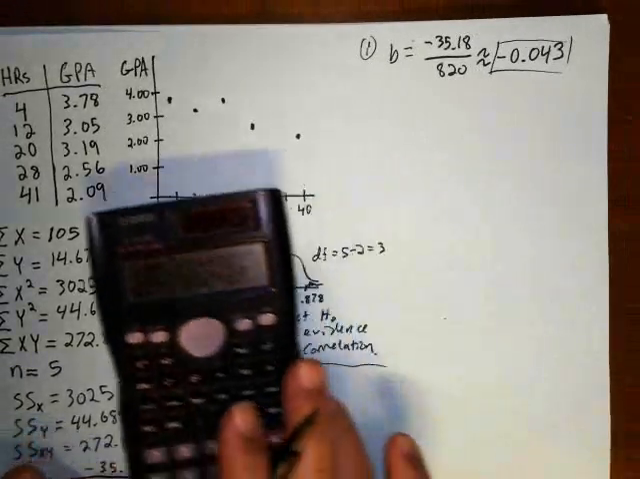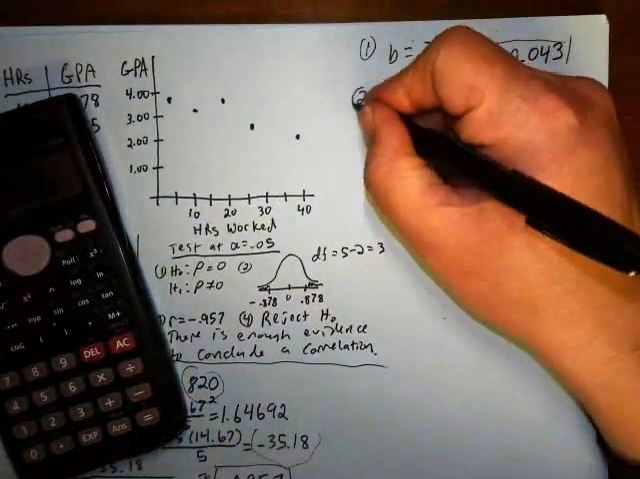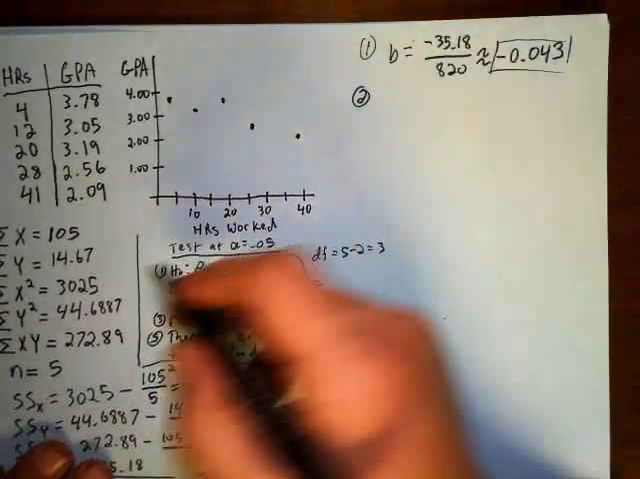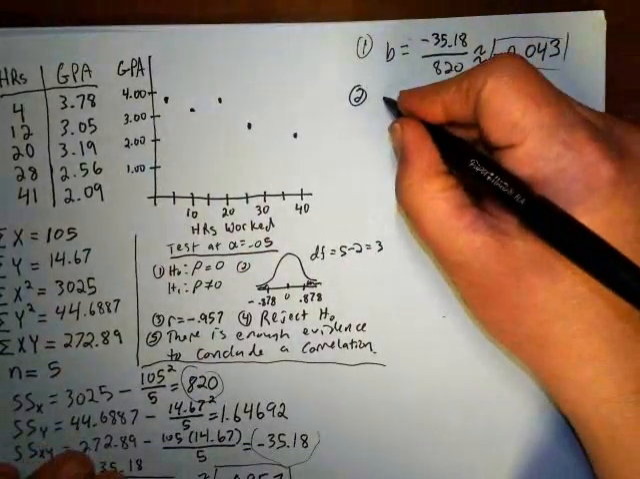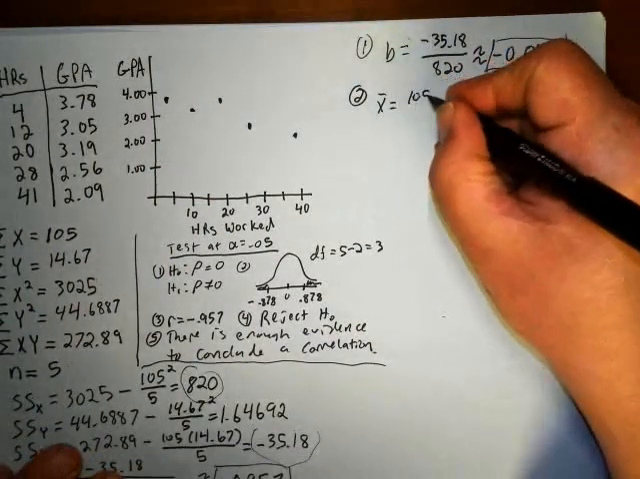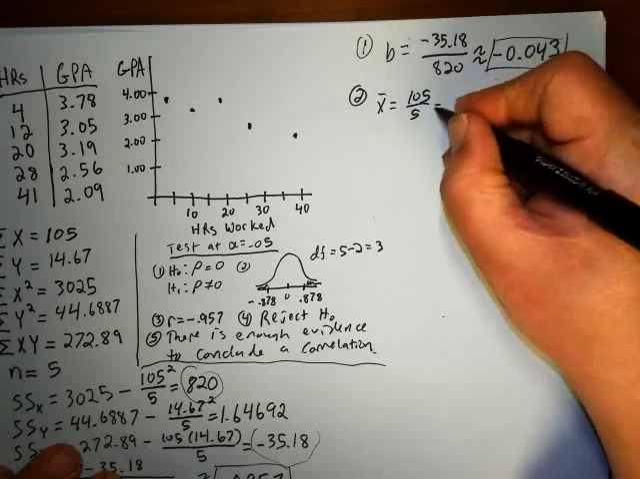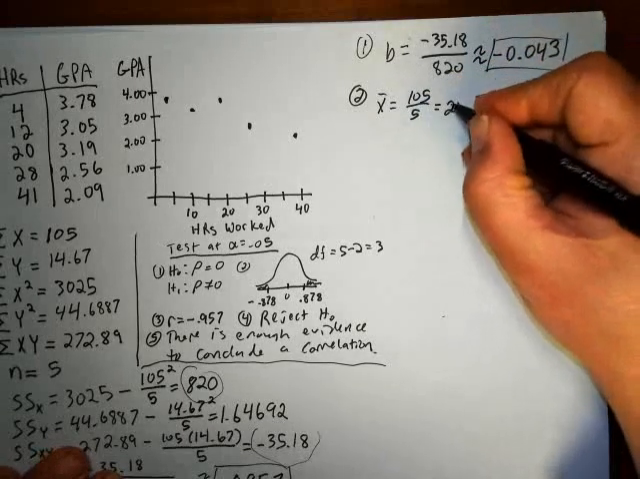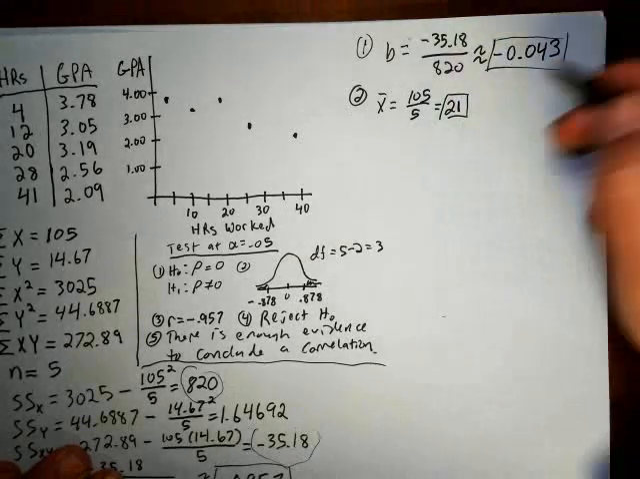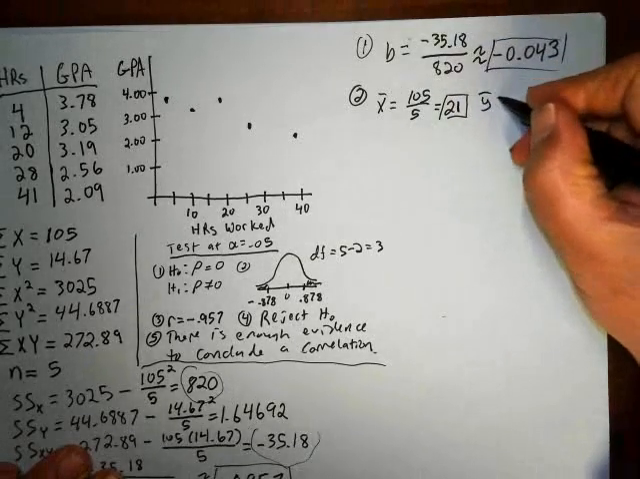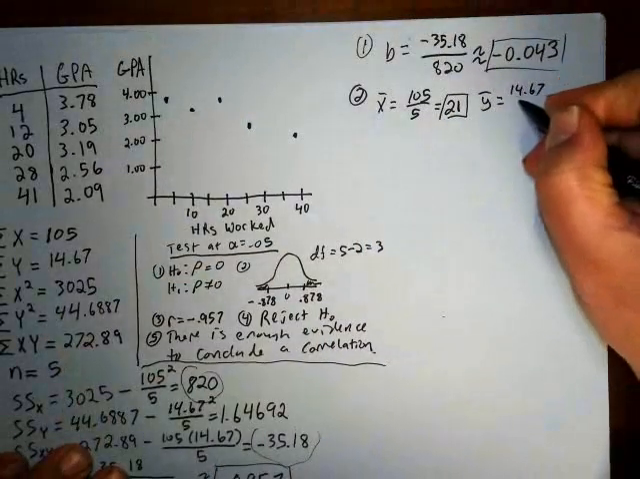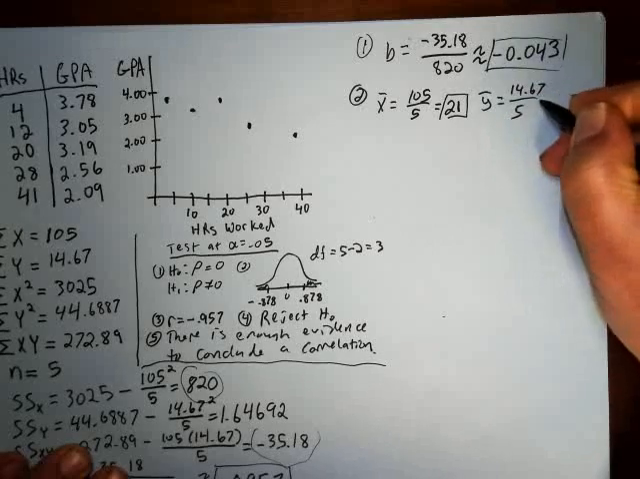Okay? So now, step 2, before I can calculate A, I need to get X bar and Y bar. So X bar is just going to be the sum of X, which is 105 over 5, and that's equal to 21. So that's the average number of hours that they work. And then Y bar is going to be the 14.67 divided by 5.